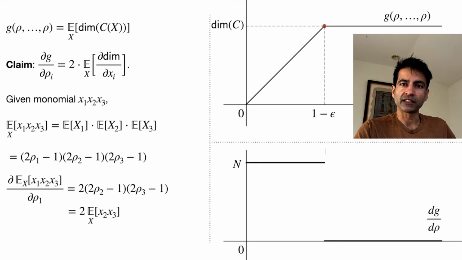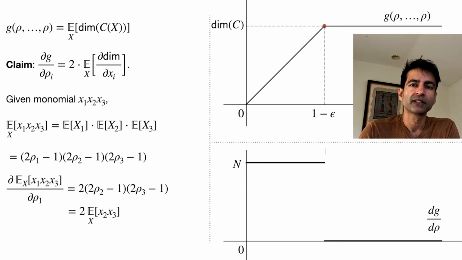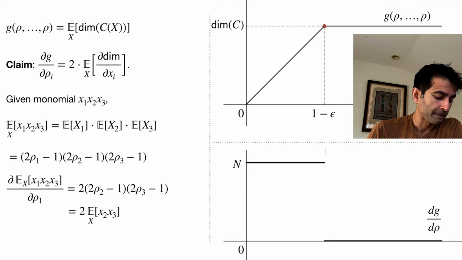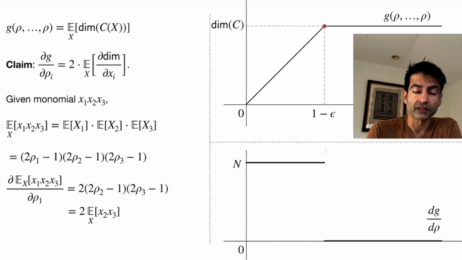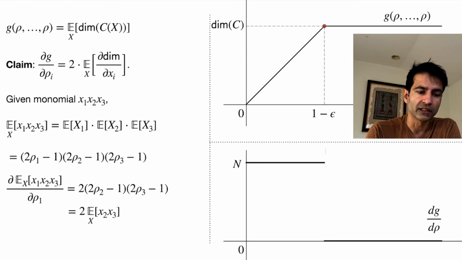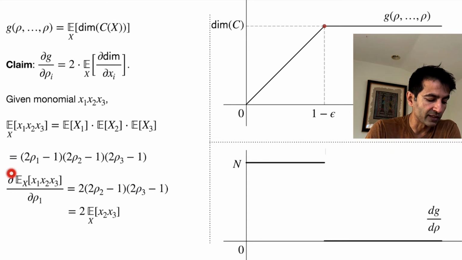And that claim is actually pretty straightforward to check because the derivatives are all linear. So it's going to be enough for me to prove that this identity holds for monomials of this polynomial. Okay, so let's say we take any monomial, say x1, x2, x3, and look at the expected value of this monomial. Well, because the coordinates are independent, this is the product of the expectations, and that's exactly equal to this expression.